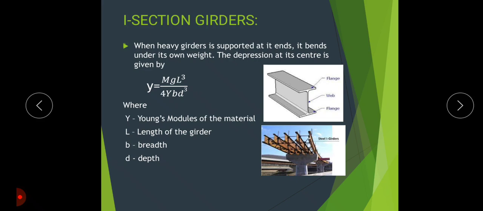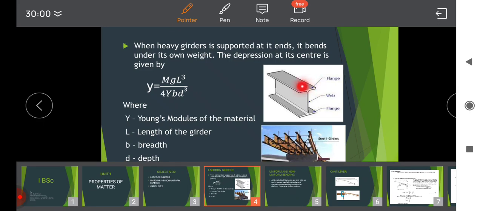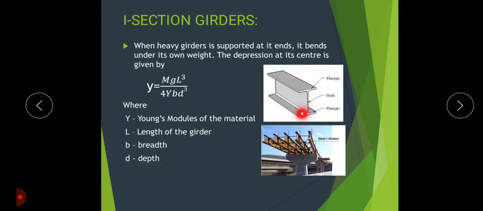Here the two surfaces of the girder, that is the plank parts, must be broader or wider compared to the web part, which gives its cross section the shape of the letter I. The material will be saved without impairing its strength. This we have seen in railway tracks. This is about the I-section girders.